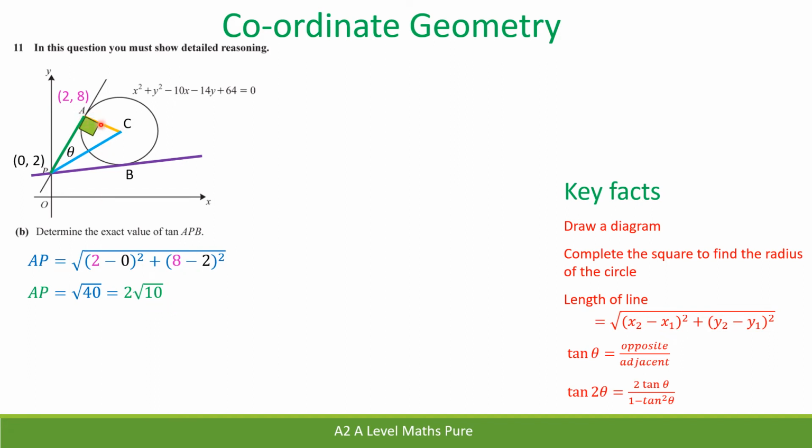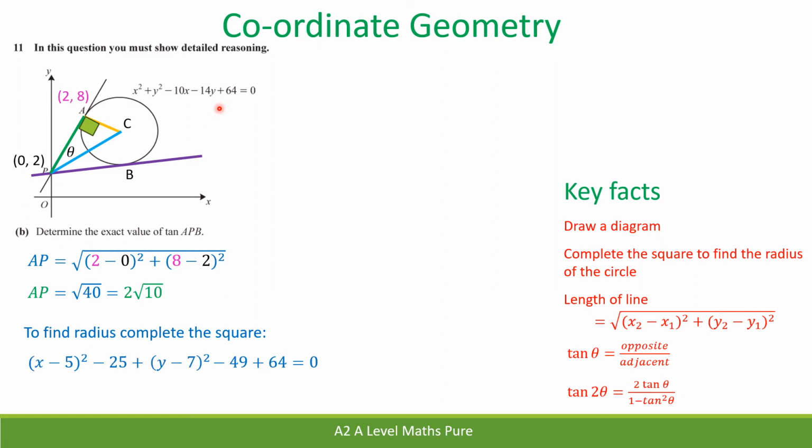I now need to work out the distance A to C. So this is the radius of the circle. The easiest way to find the radius of the circle is to complete the square on this equation here. There are alternative ways where you could put a tangent and a radius, or you can work out the centre of the circle and then work out the distance of the line. But there's not much point when you can work out the radius from here.